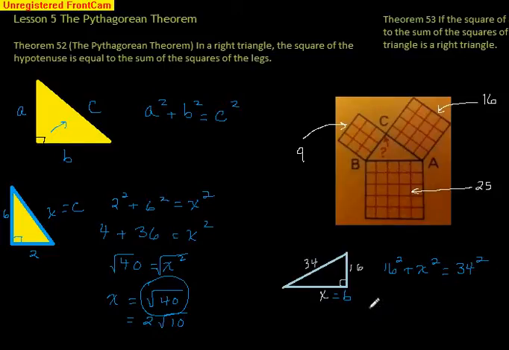And when we multiply that out, 16 squared is 256, plus x squared. And 34 squared is 1156. If we get x squared by itself and subtract 256 from both sides, we get 900.